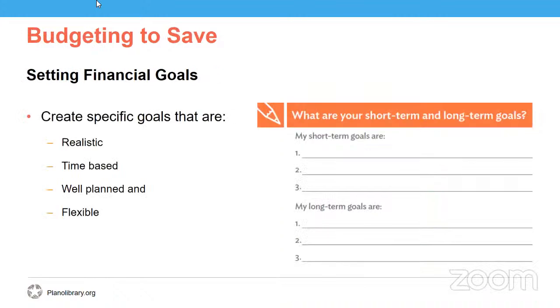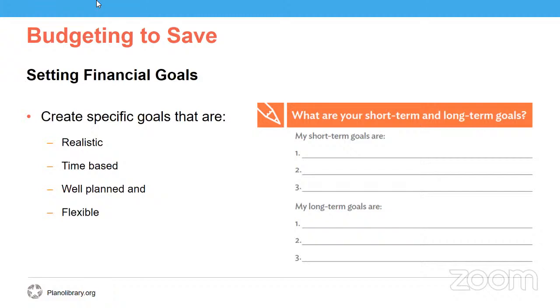All right. So, budget to save. This is our second objective here. You're going to set some financial goals. Now that we understand some of the basic language, let's use it to set our financial goals. Goals are an important part of building wealth. Without a clear direction, your wealth building strategy will be harder to implement. Your goals should be realistic, have a set time frame, include a plan, and allow room for some flexibility.